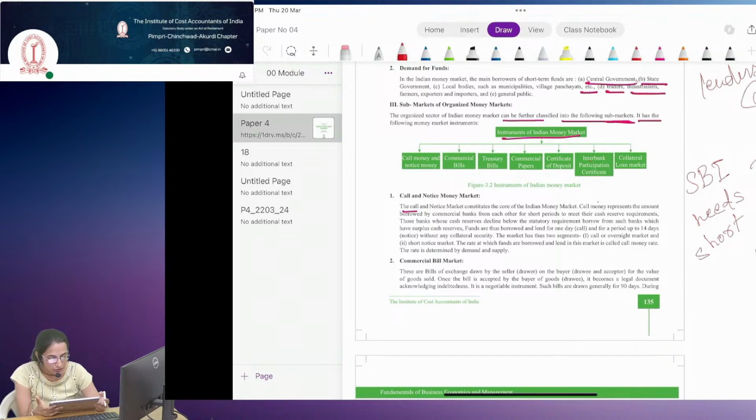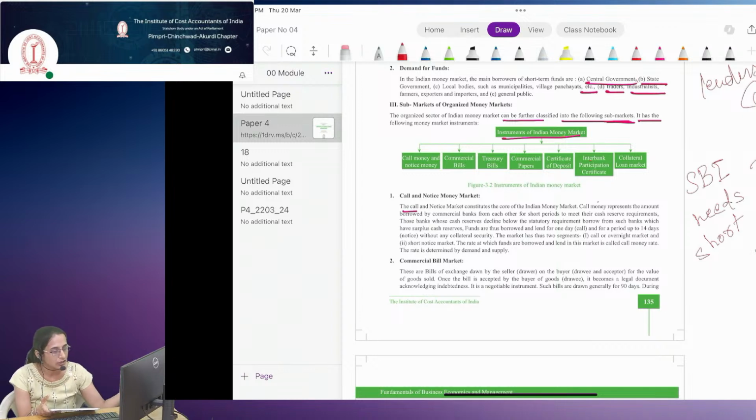Those banks whose reserves decline below the statutory requirement borrow from such banks which have surplus cash reserves. Funds are thus borrowed and lent for 1 day, call, and for periods up to 14 days, notice, without any collateral security. See, they can borrow for 1 day, which is call, and for notice, which is 14 days. But in this borrowing and lending transaction, there is no security. Like the bank is not taking any security.